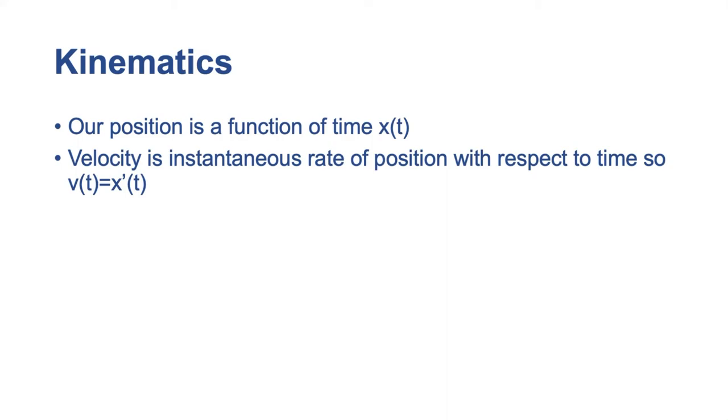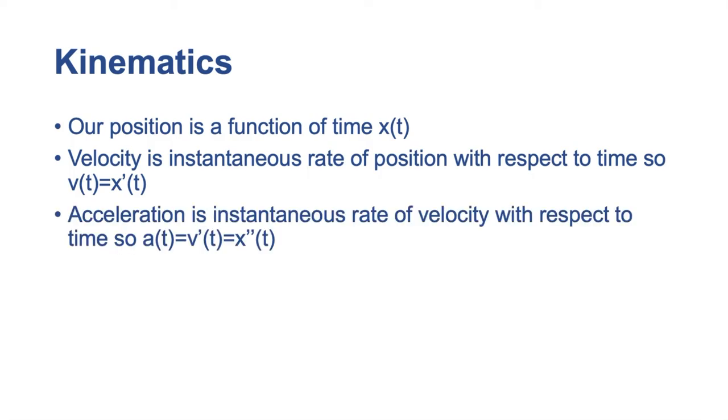So the velocity is the instantaneous rate of change of position with respect to time, meaning that v of t is equal to the derivative of x. Furthermore, acceleration is the instantaneous rate of change of velocity with respect to time, and that means that a of t, our acceleration function, is the first derivative of velocity and the second derivative of position. With that, let's do some examples.